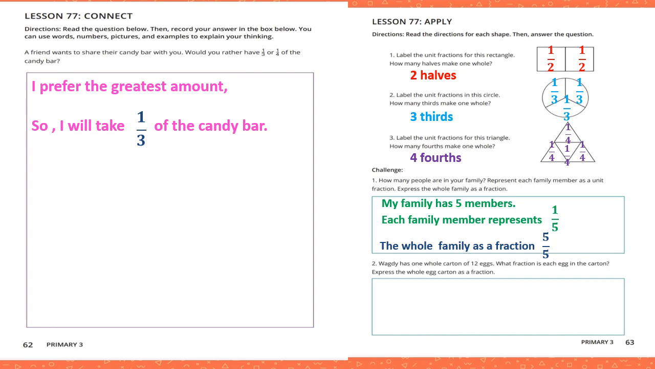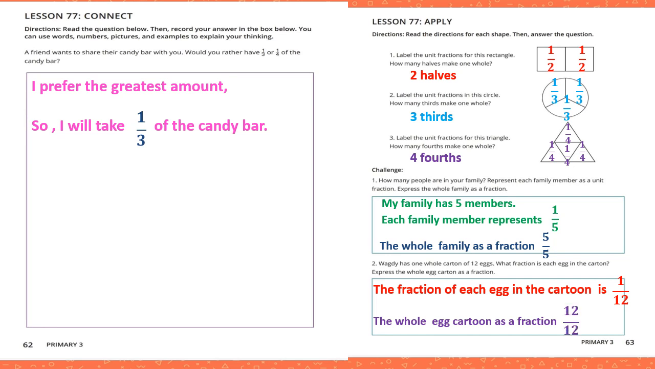Number 2, Wagdi has one whole carton of 12 eggs. What fraction is each egg? The fraction of each egg in the carton, there are 12 eggs, so the fraction will be 1 over 12. The whole egg carton as a fraction, the whole will be how many twelfths? 12 twelfths. So it's 12 over 12.